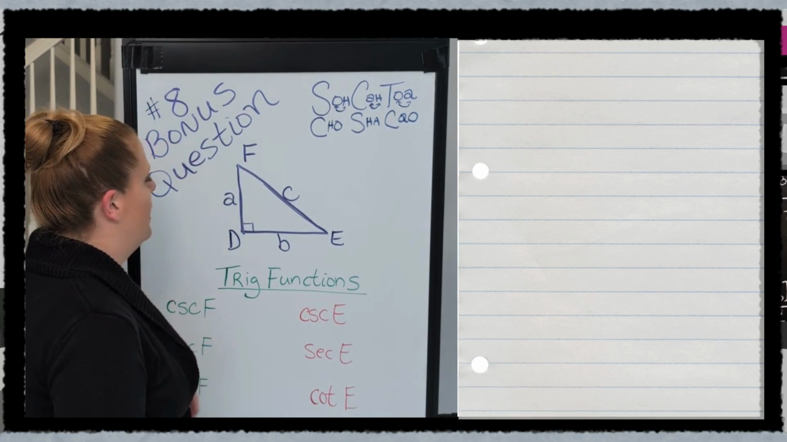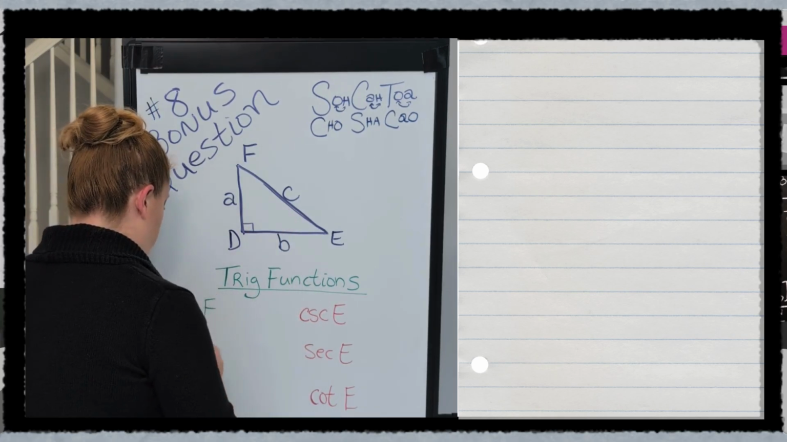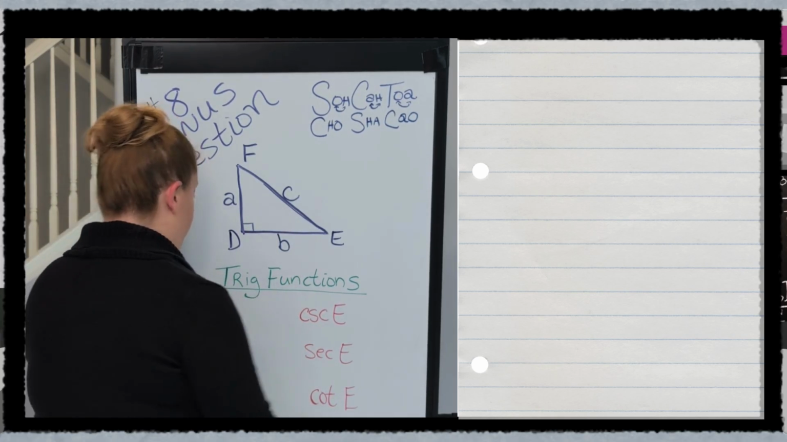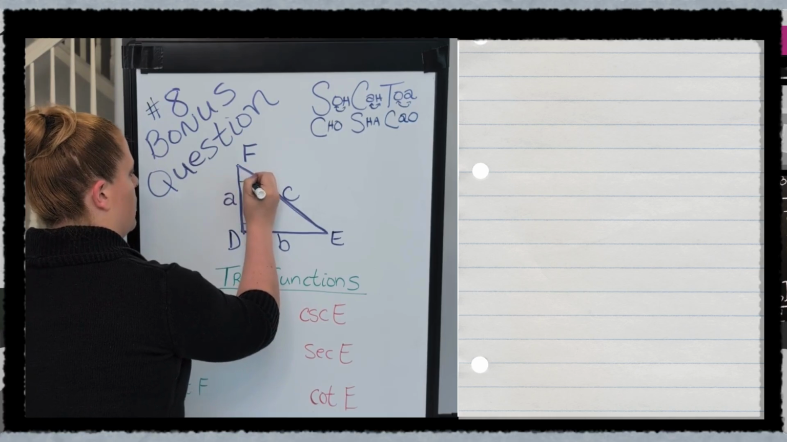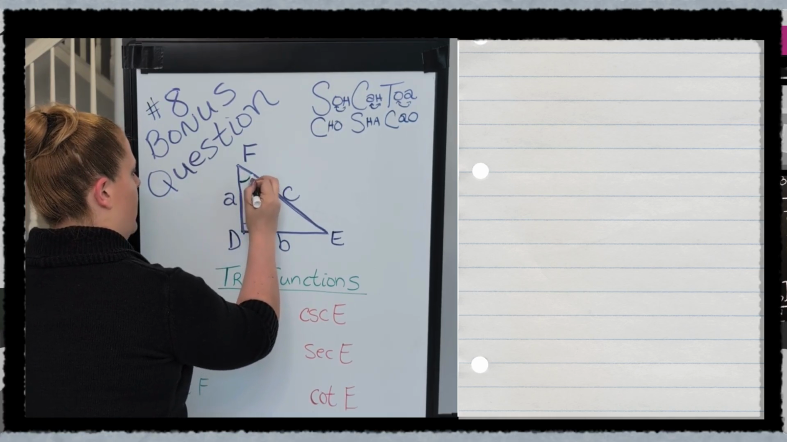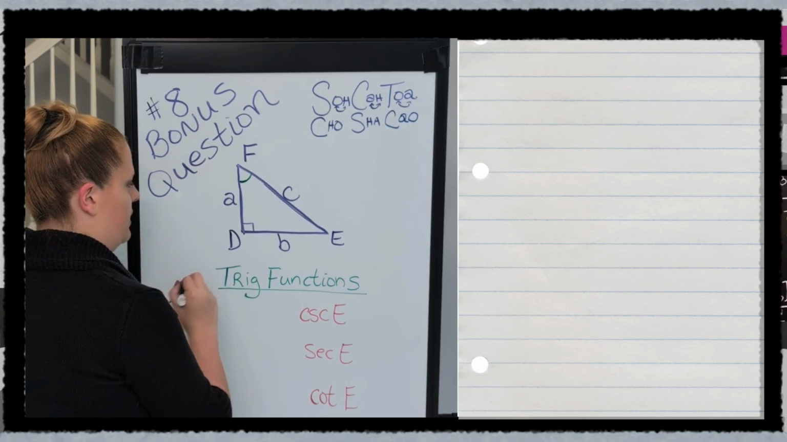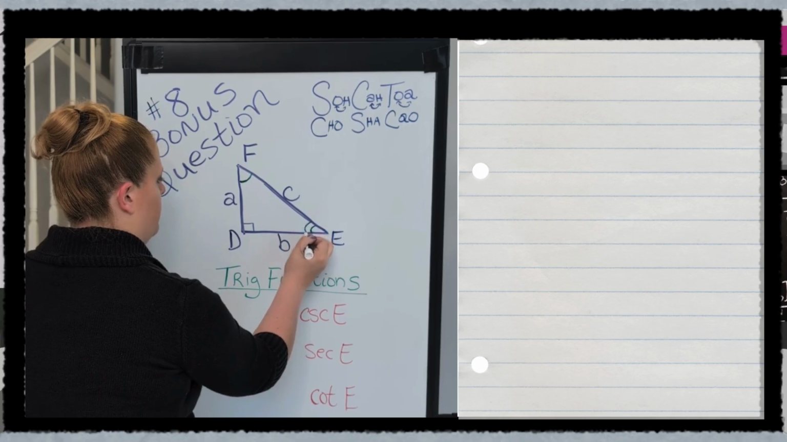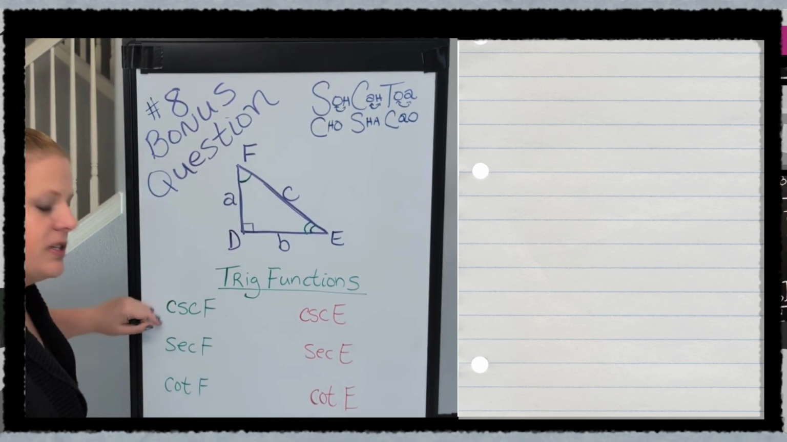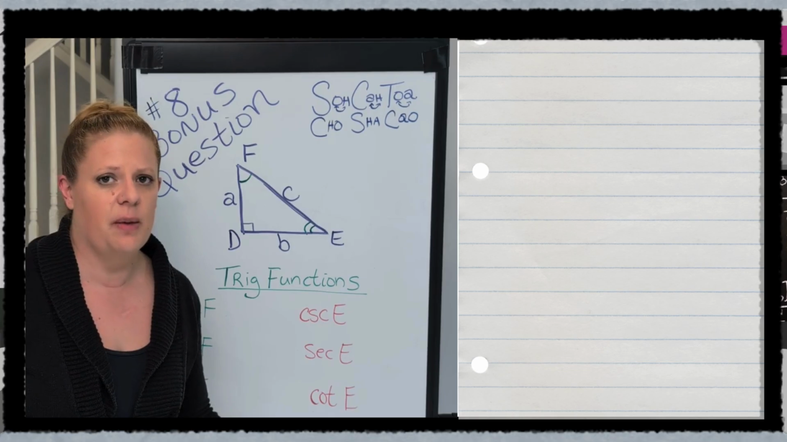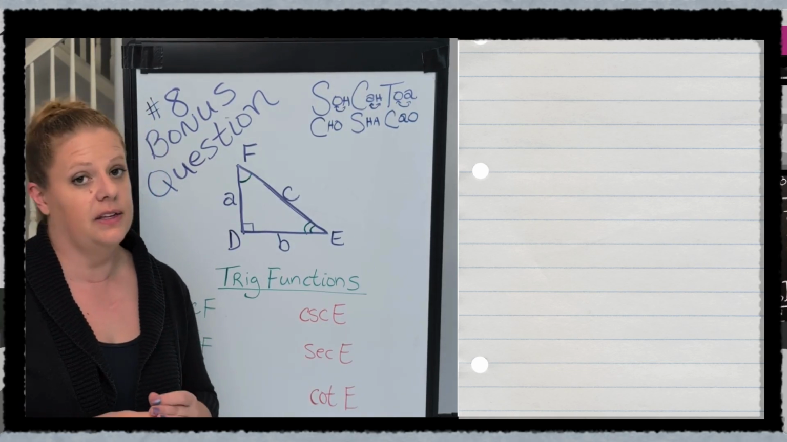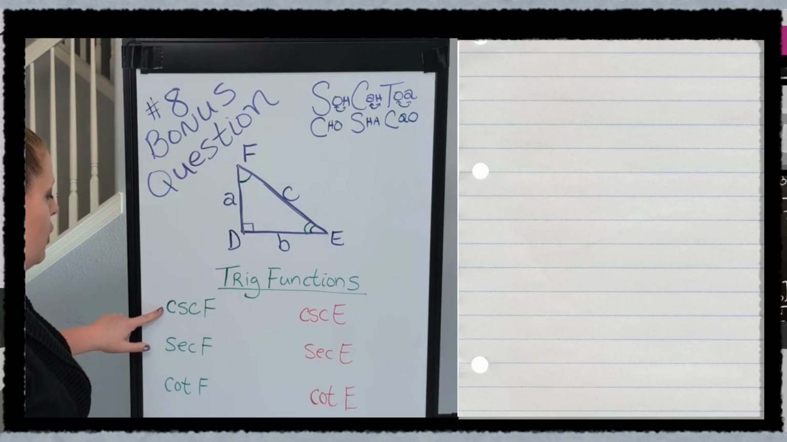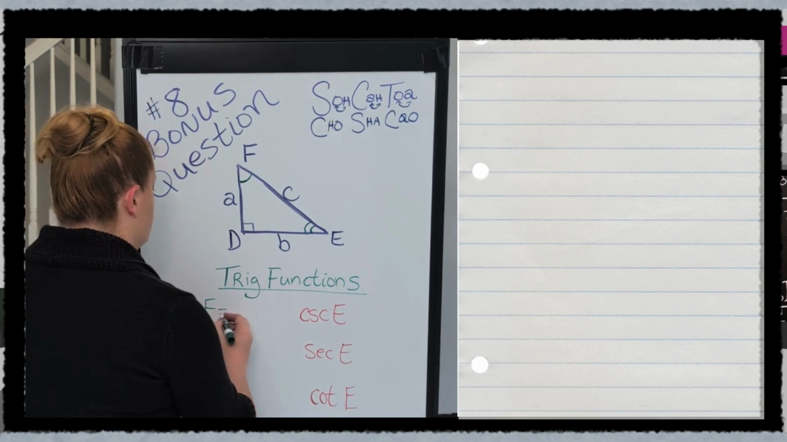Okay, now on this triangle, they're looking at both the F and the E. Yours is different. Yours is not triangle DEF, and your legs are not ABC. Mine are. So first I'm going to go through, just like I did in class, and find all of them instead of trying to pick one out of the answer choices. So I'm going to start with cosecant, and I'm going to do F for all three.